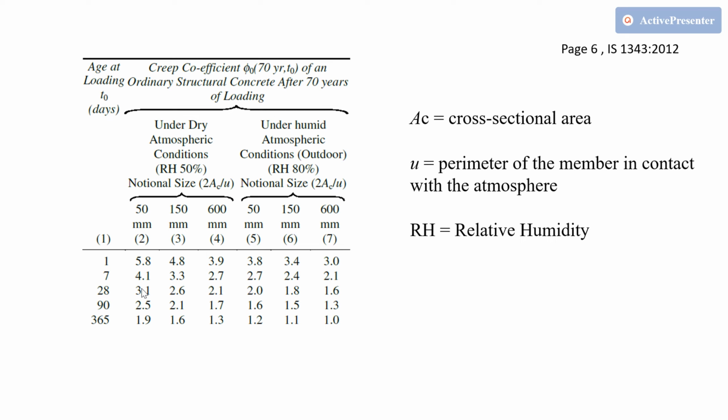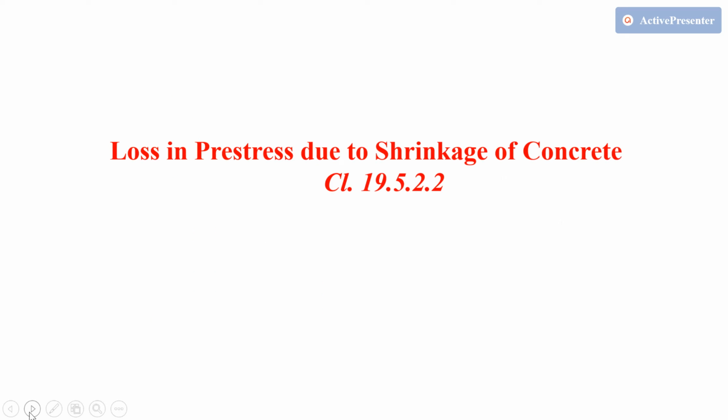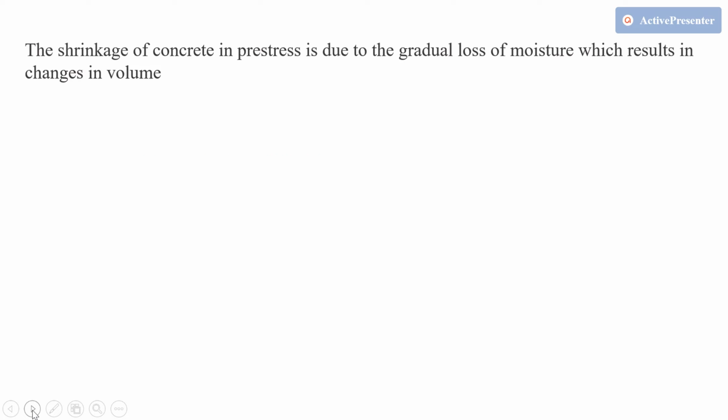Now once we do the numerical, it will be more clear. The next one is loss in pre-stress due to shrinkage of concrete. You can see in clause number 19.5.2.2, due to shrinkage of concrete. So the shrinkage of concrete is due to the gradual loss of moisture which results in change in volume. That is, there will be some strain occurring due to this change in volume.